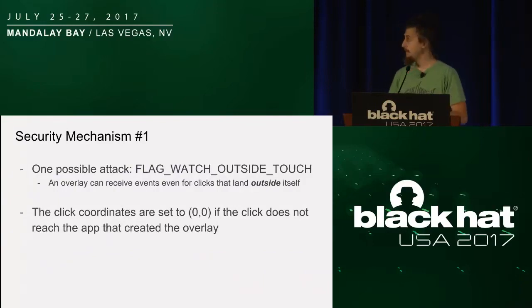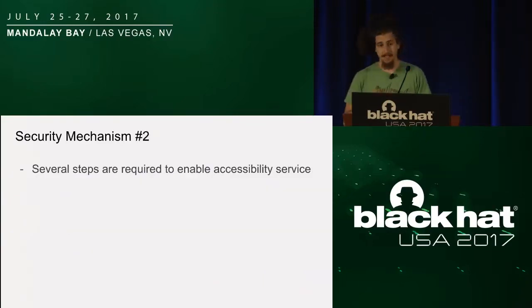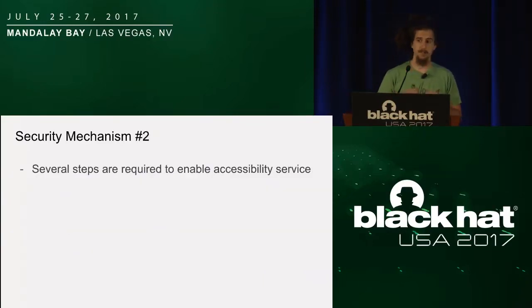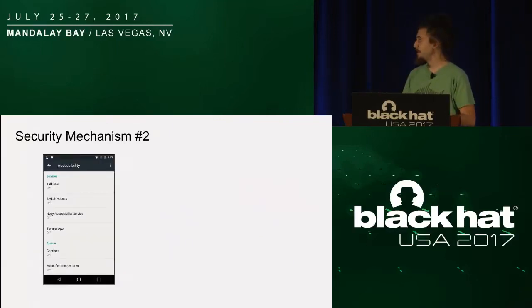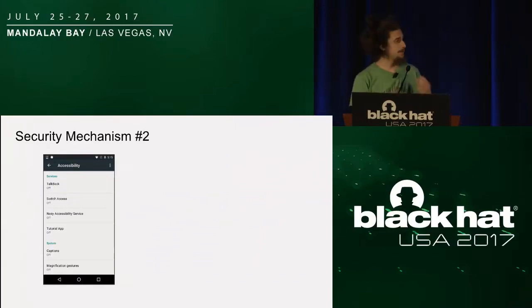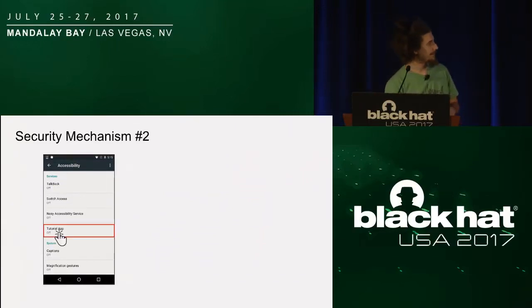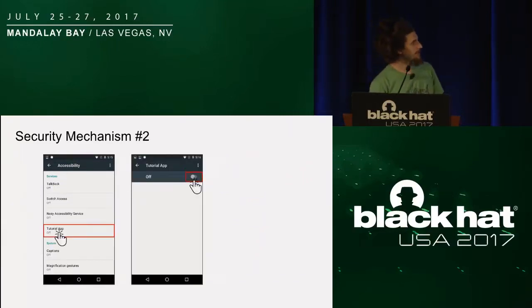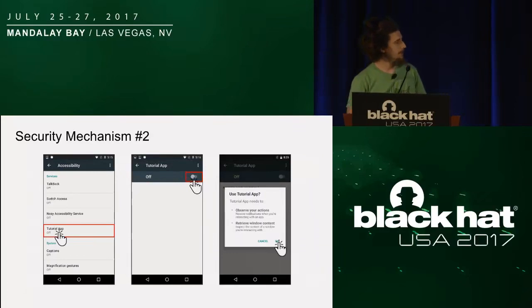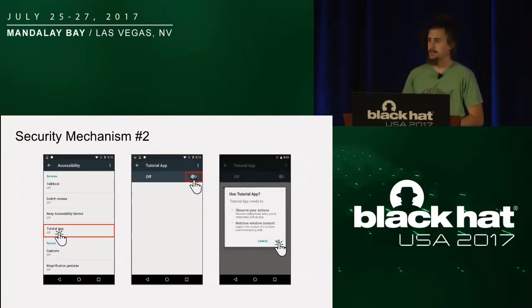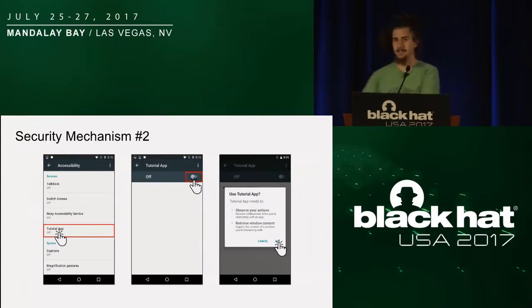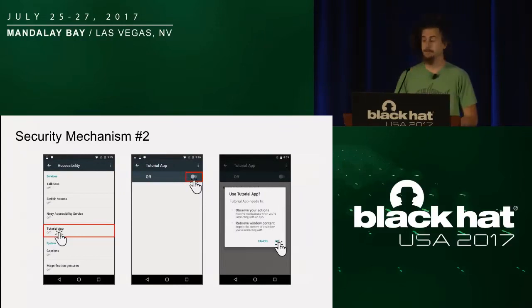Okay? The second mechanism is about making sure that it's quite difficult to enable an accessibility service. And so it's a multi-step approach. You need to first browse to this window where you need to select your application, and then you need to click on the switch, and then you need to click on, yes, I actually want this. So this makes sure that the user is very aware of what they're doing.